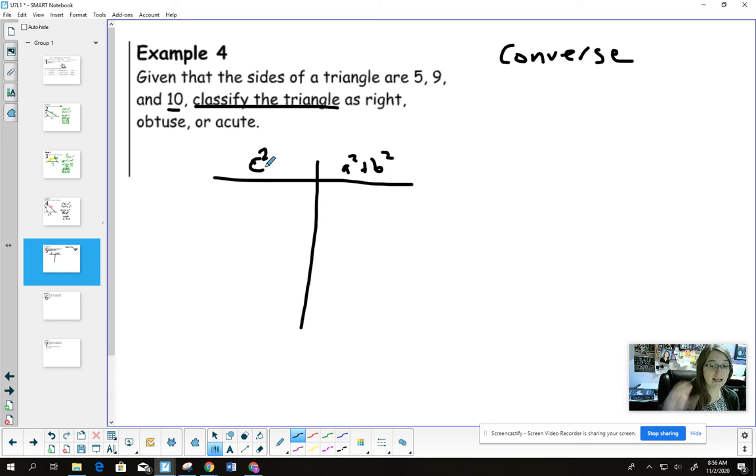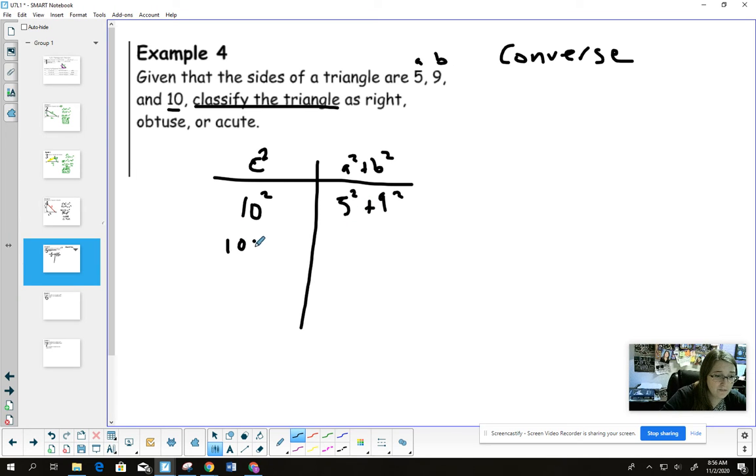Now again, we're not just looking at C. We're looking at C squared. So on this side, I have 10 squared. Over here, this is my A and my B, or my B and my A. Again, those can switch. That doesn't matter. It just matters what C is. So we have 5, careful, squared, not just 5, plus 9 squared. What we are going to determine is the relationship between the 2 sides of my table. So take a moment and plug in your calculator, get what's on both sides of the table.